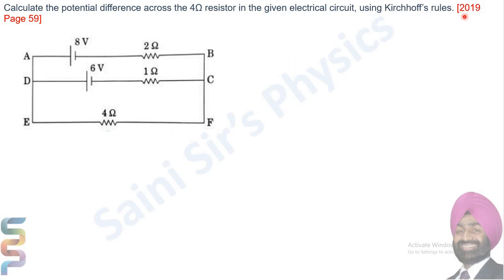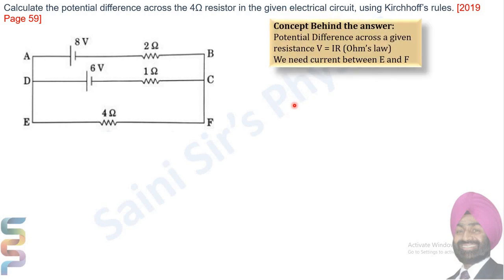A question from recent year 2019, page 59 on your notes. Find the potential difference across 4 ohm resistance due to these two cells using Kirchhoff's rules. So simple, potential difference would be V equal to I into R, Ohm's law. So we basically need the current flowing through this part, that is the current between E and F.